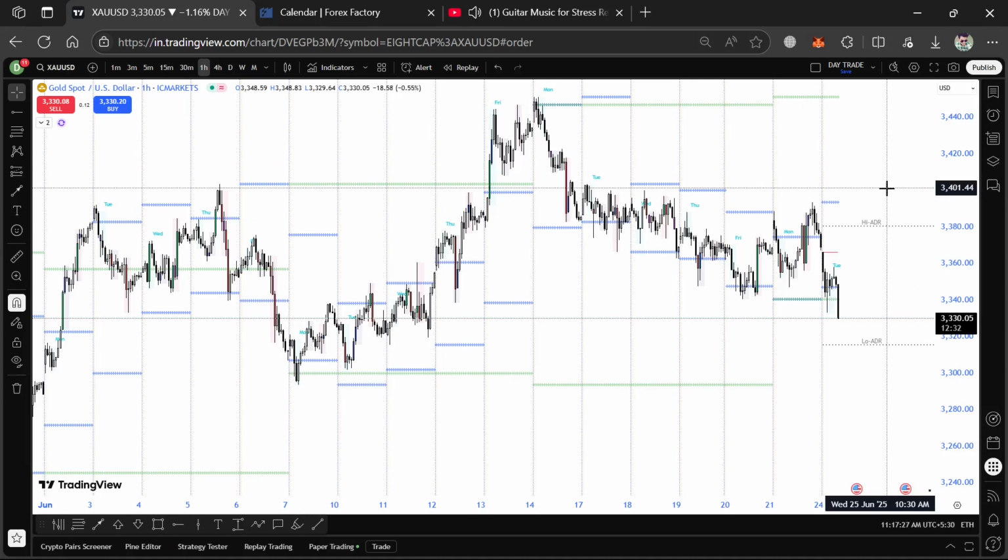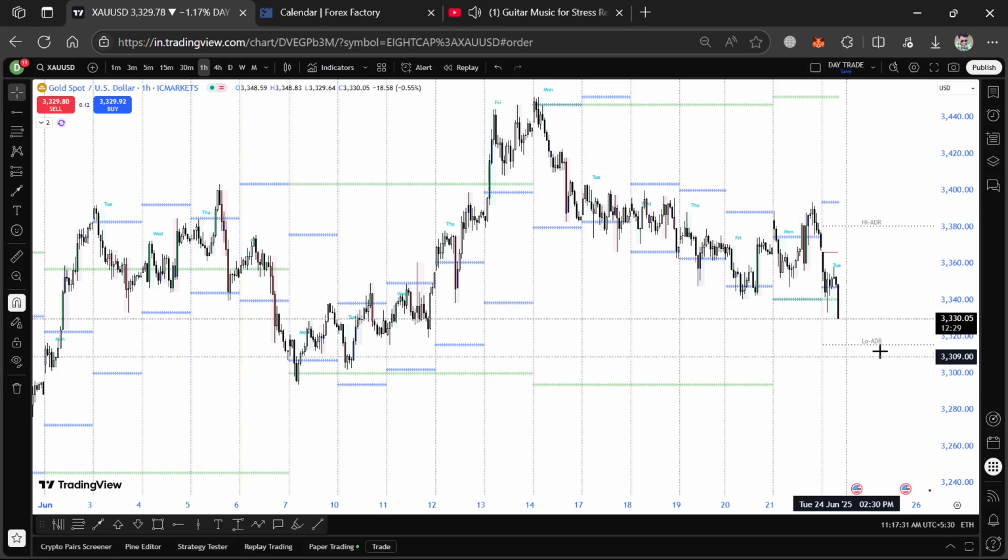Hello traders, gold is approaching a key level. Are we about to see a breakout like this or a reversal?